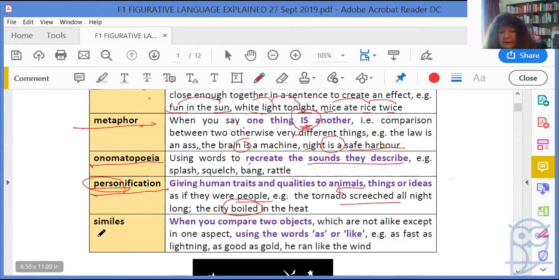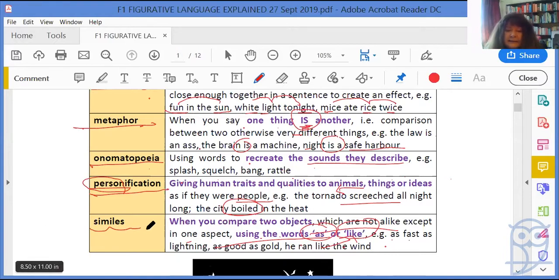And the last one we're looking at today is one of the most common ones, similes. Simile is when you compare two objects which are not really totally alike except in one aspect, and you will always see the words as or like. As fast as lightning, as good as gold, he ran like the wind. So you'll see the words as, and you'll see the word like. Straight away, you know that's going to be a simile.